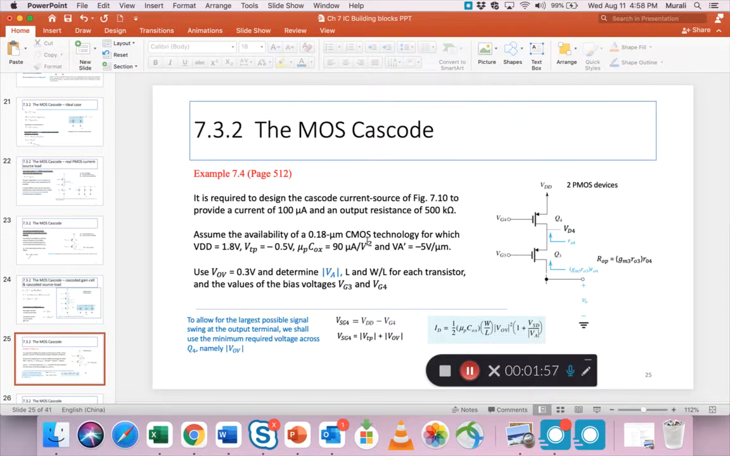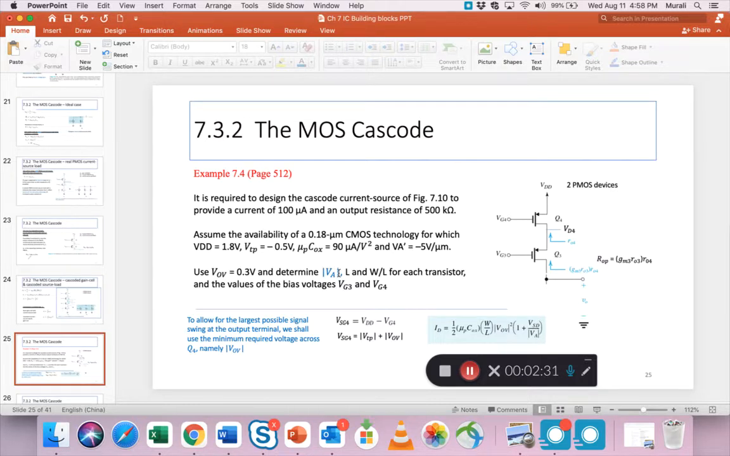Also, other pieces of data are given: VDD is 1.8, VT for the PMOS is given, Kn, this factor, is given as 90 microamps per volt squared, and the early voltage parameter VA prime is given. It's a negative value for PMOS. Lastly, using an overdrive voltage of 0.3, determine all these things.